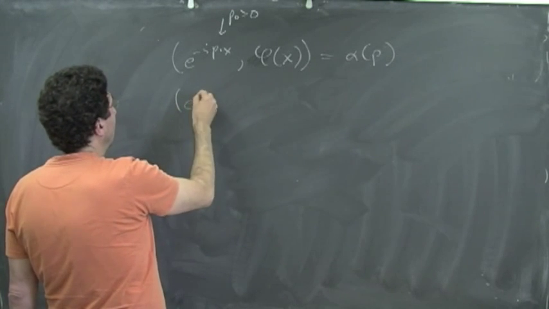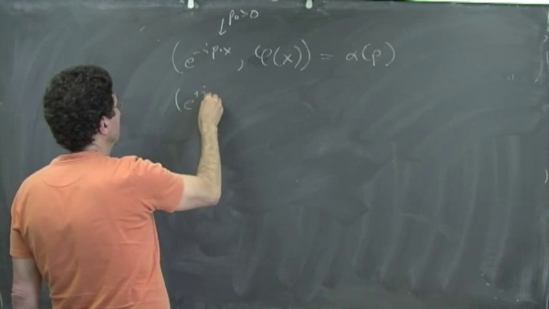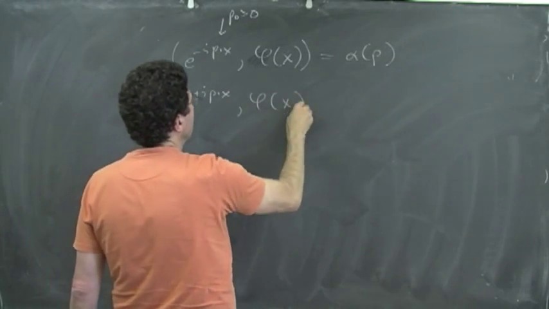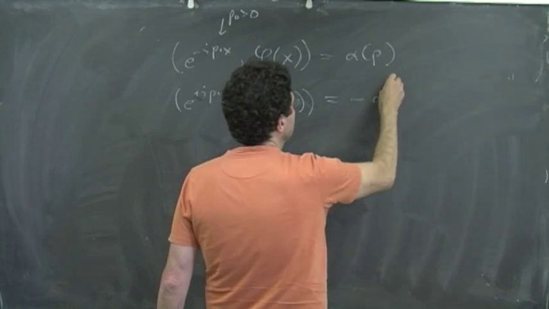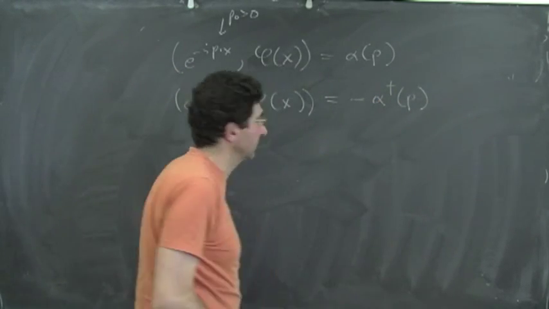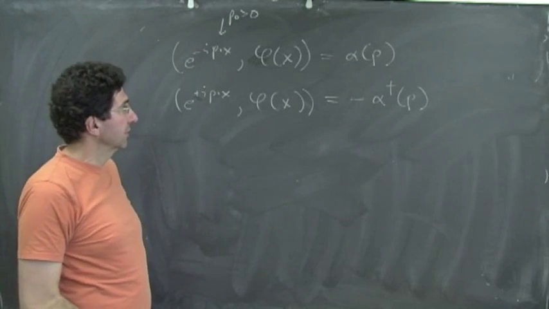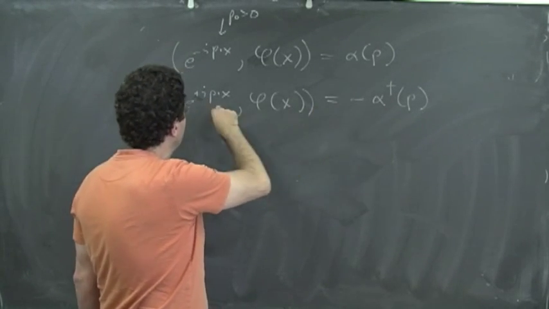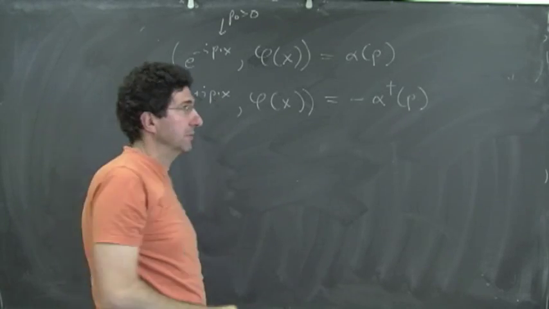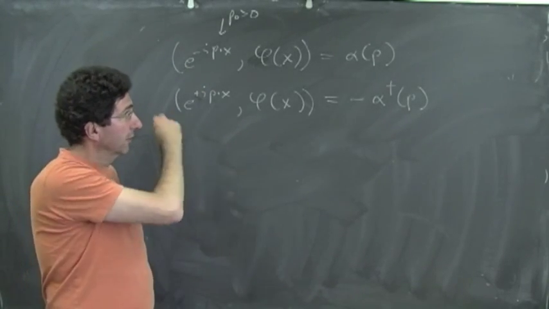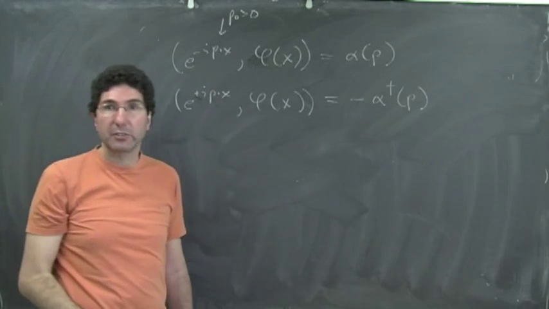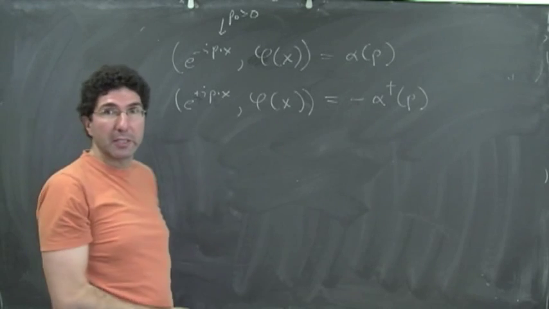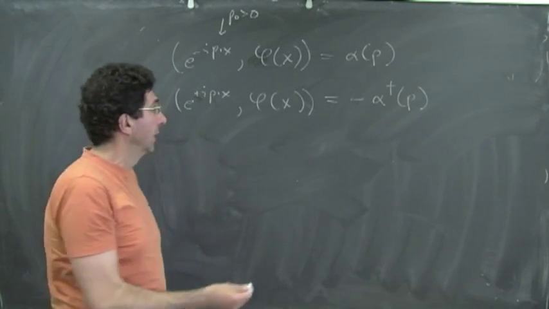And we can take a negative frequency solution, which is perversely e to the plus ip dot x with phi of x. And that will just give us minus alpha dagger of p. The reason for the minus here is because the derivative acts on this p with the opposite sign. If you go back to our previous equations, you'll see there's actually a minus sign here. All right, and so now I have these formulas, and I can just go ahead and compute the commutator.